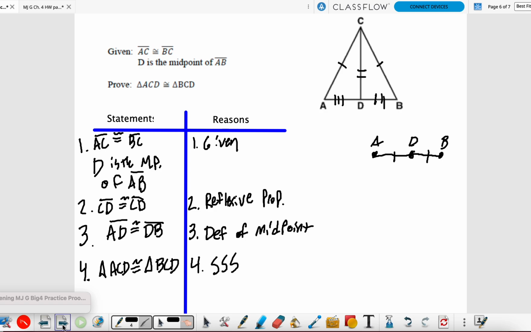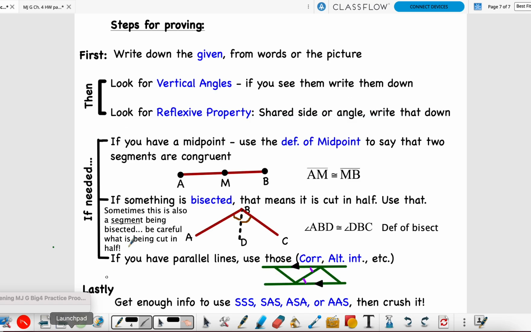Okay, so what I have on this page, it looks like a lot, but this is basically the process for doing any of these proofs in Chapter 4. So the first thing you do is you write down the given. Sometimes that's from words, sometimes it's just from the picture you're given. Then the first thing I like to do, because most of the time you either have vertical angles or you have a shared side, the reflexive property. Always do that first and just get it out of the way.